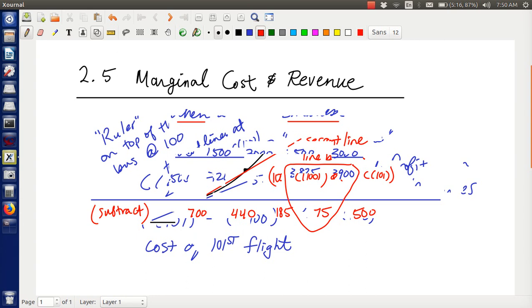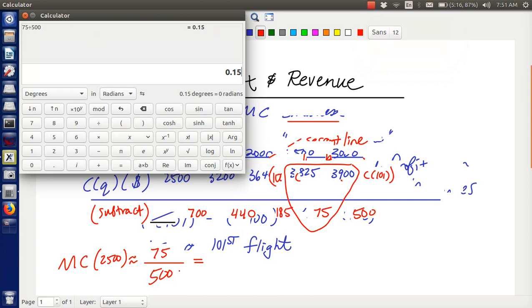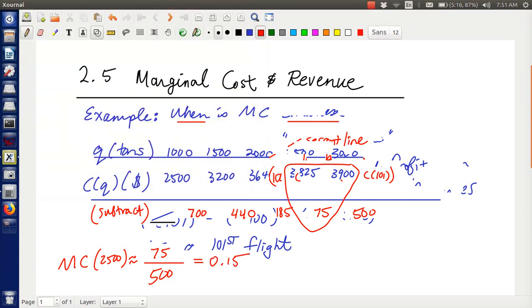If it said estimate what the marginal cost is when it is minimized, then I would have to actually calculate it. So I'd say 75 divided by 500, so marginal cost at, let's say, 2,500 is approximately equal to this value. As you can see, that's 0.15. That's how you would actually do it. But if it's only saying when is it the smallest, you would say somewhere in this vicinity it's going to be smallest.